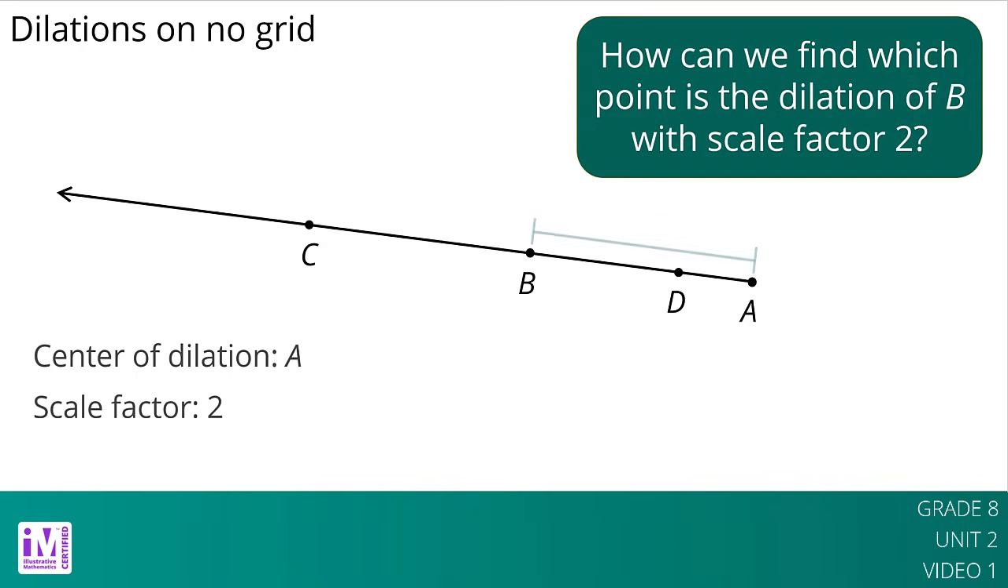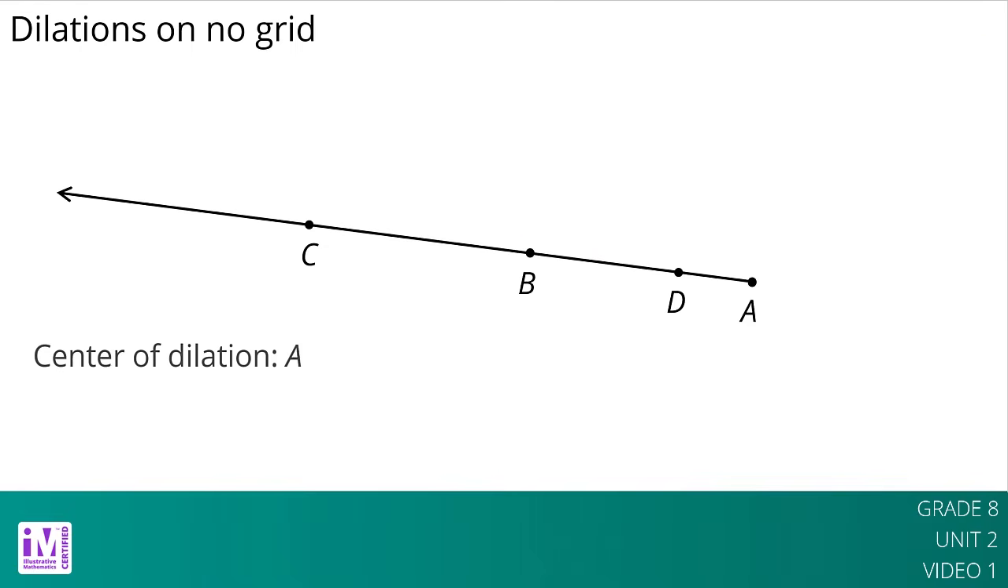If we measure the distance between A and C, we would find that it is exactly twice the distance between A and B. A dilation with scale factor less than 1 brings points closer to the center of dilation. The point D is the dilation of B with center A and scale factor 1/3. That is, the distance from A to D is 1/3 the distance from A to B.